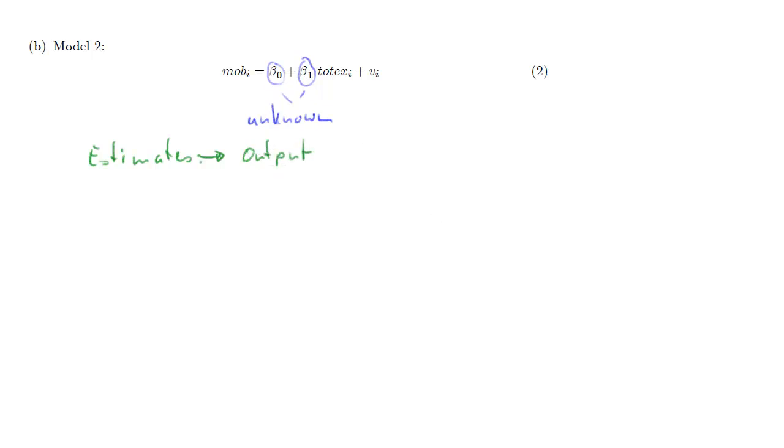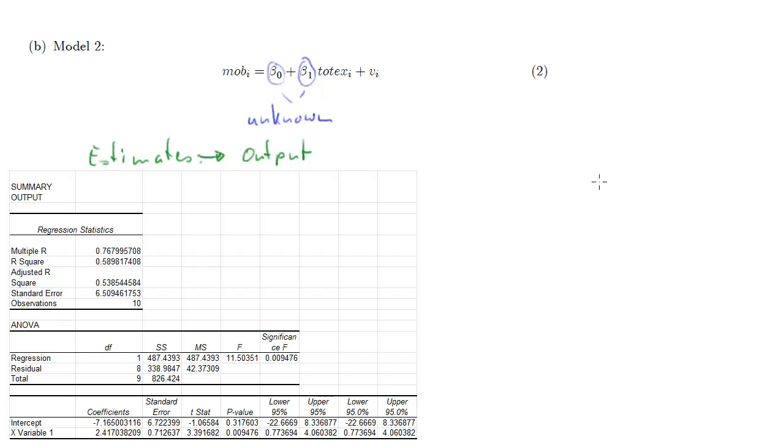Let's look at our output. Here it is. And there are a few things. Firstly, the estimates for beta naught and beta 1. We call them B naught and B 1. Sometimes you will also see beta naught hat and beta 1 hat. I don't really care which notation you use. So let's write down our estimated model.